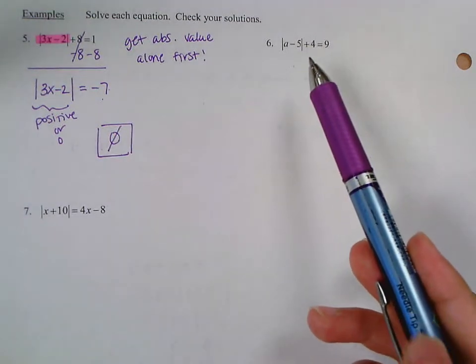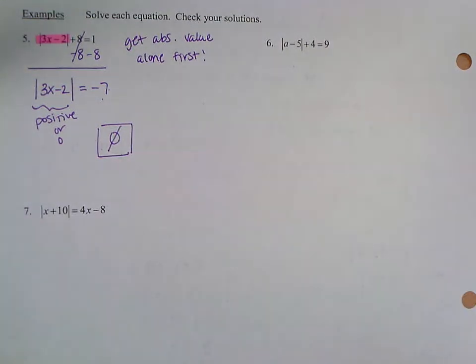All right, so why don't you go ahead and solve equation number 6. Absolute value of a minus 5 plus 4 equals 9. So solve that equation. Get your answers, check them, or if it's no solution, make sure you have no solution.